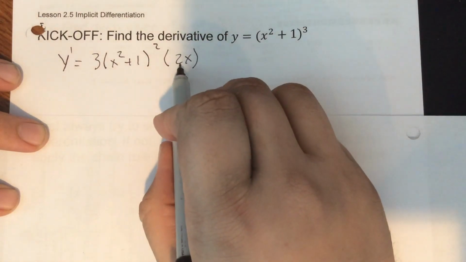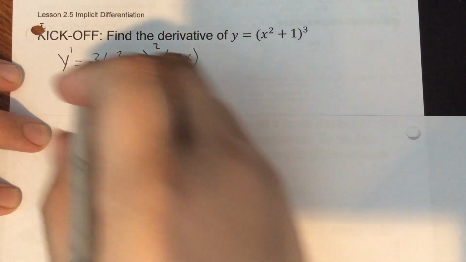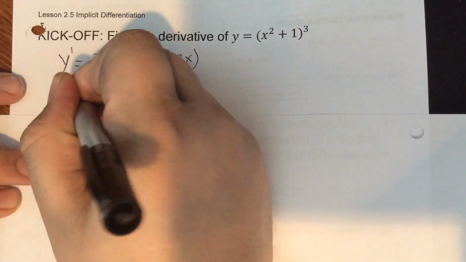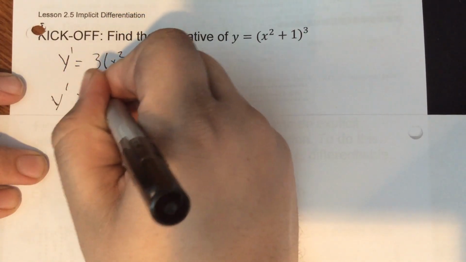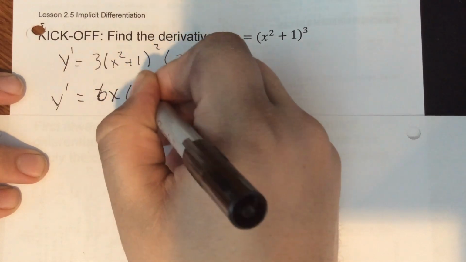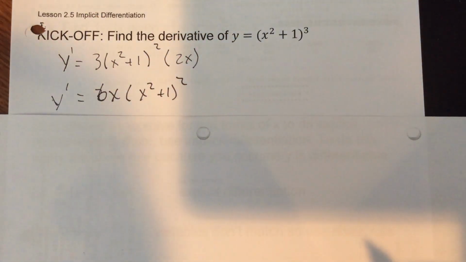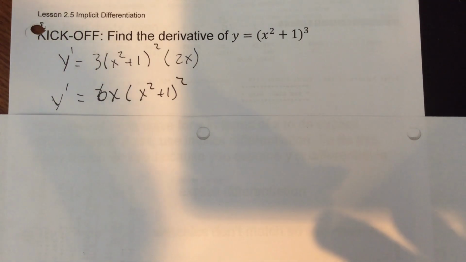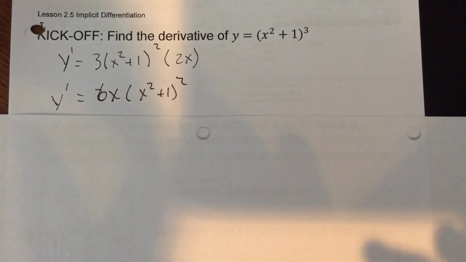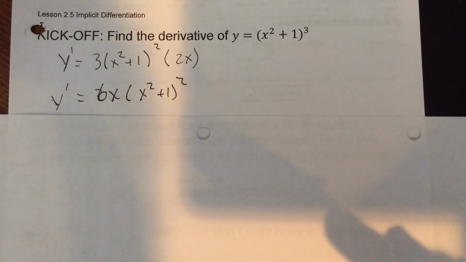Now, the one thing we're going to do is take the 3 and the 2 and multiply it to get y prime equals 6x(x squared plus 1) squared. Now, we could go through and square out the x squared plus 1 and then distribute the 6x in and solve that out. We're just going to leave the kickoff as that for right now.